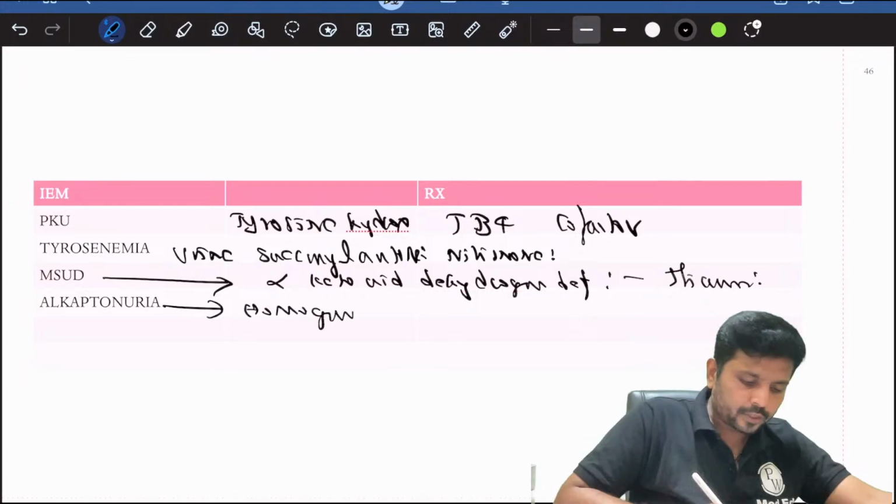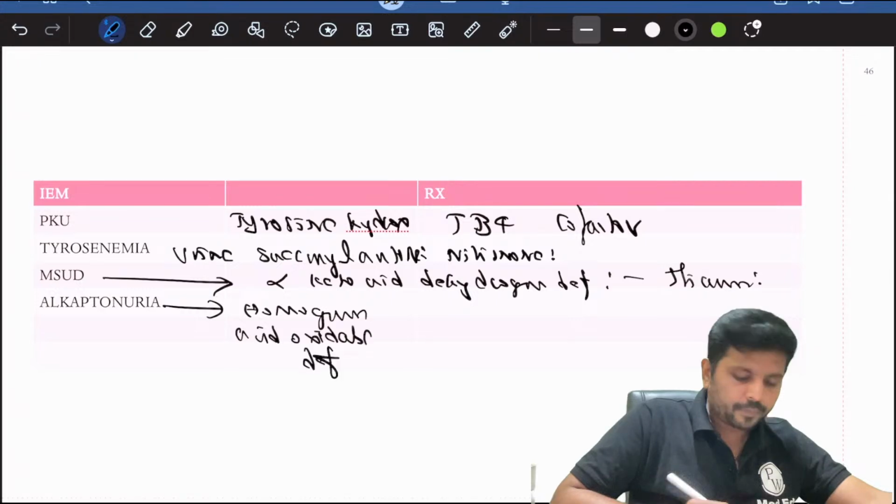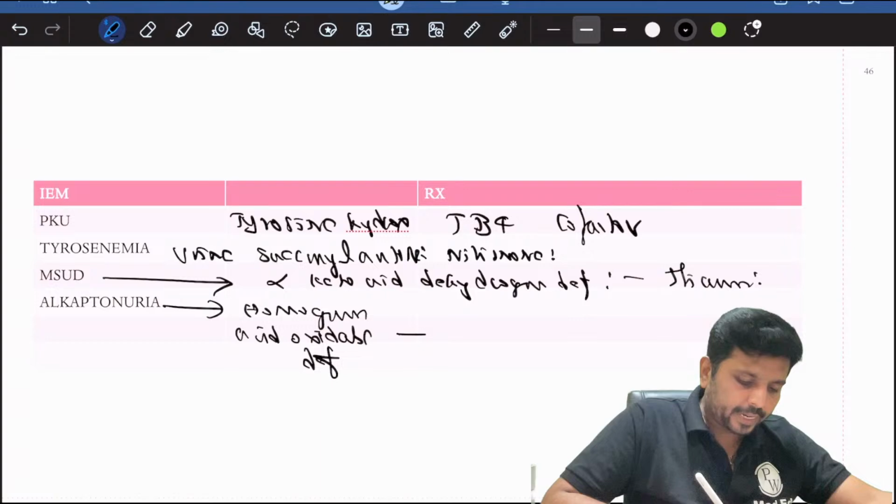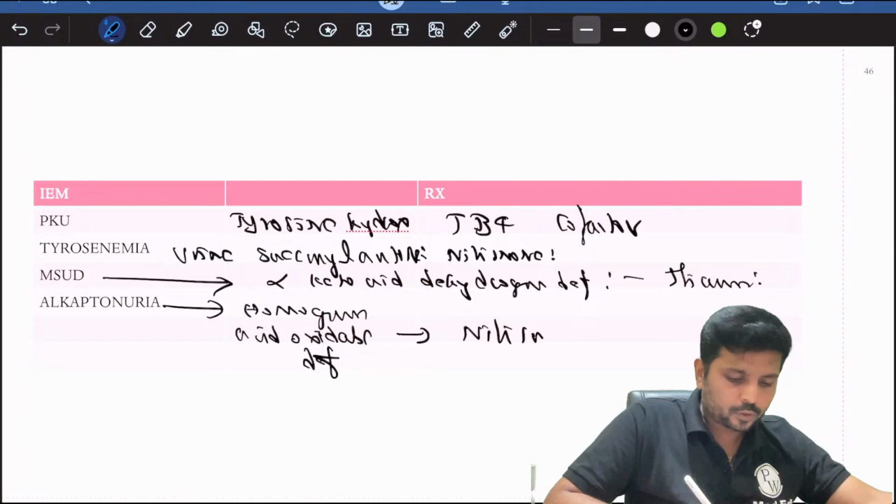Homogentisic acid oxidase deficiency, alkaptonuria, again can be treated with nitisinone as well as vitamin C.